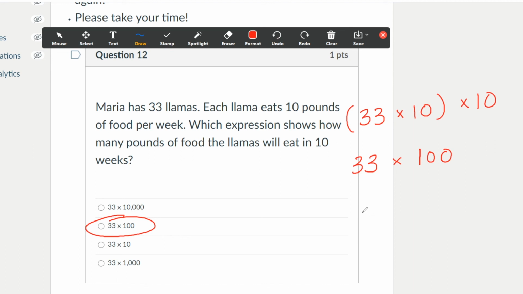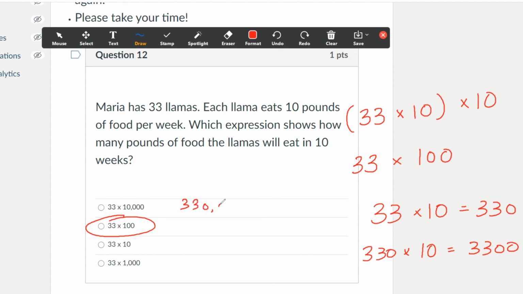You could also, alternatively, just solve it and it'll tell you whether you're right or wrong. If each llama eats 10 pounds of food per week, that means in 1 week, we have 33 times 10, which is 330. So altogether, the llamas eat 330 pounds of food. And then in 10 more weeks, we do another 10. That's going to be 3,300, which you'll see if you solve these out. This one right here is 330,000.